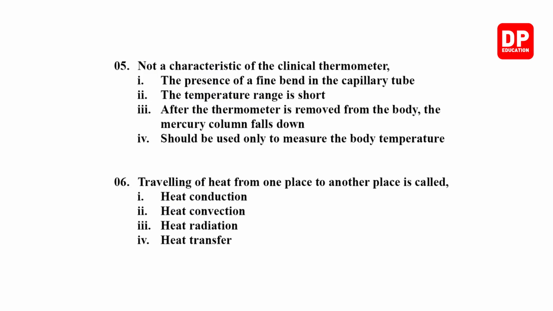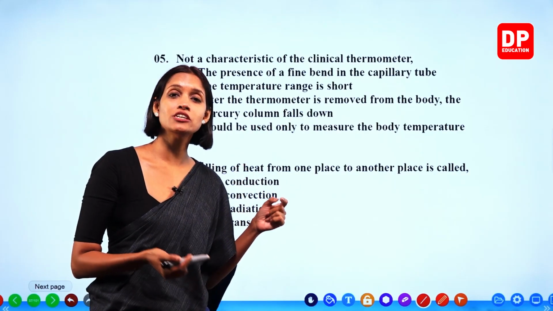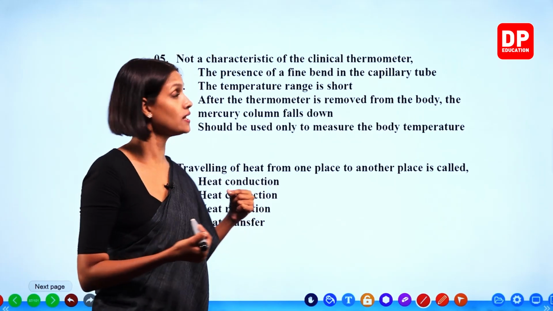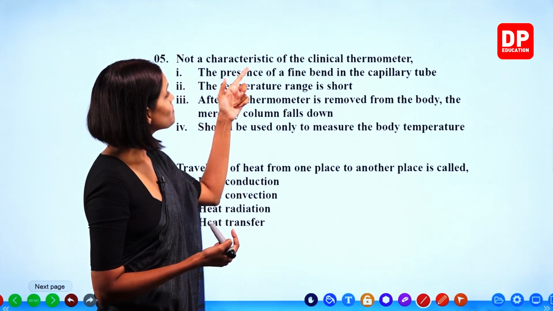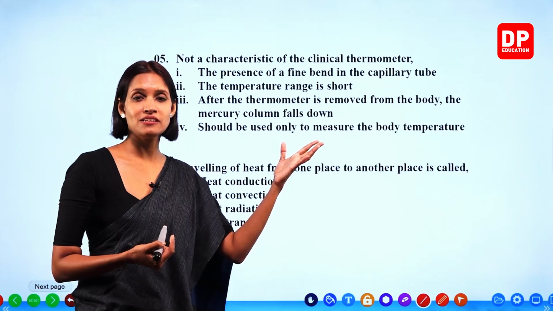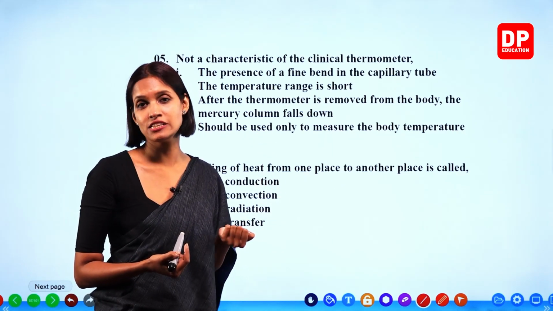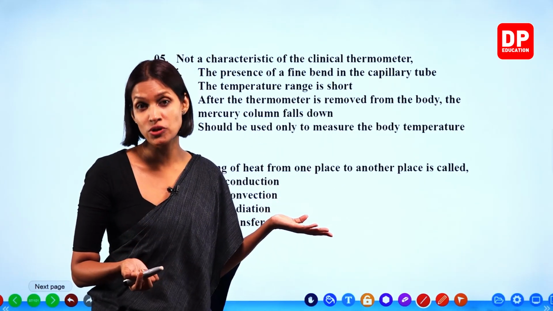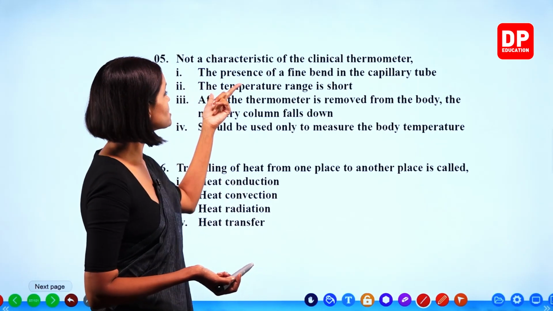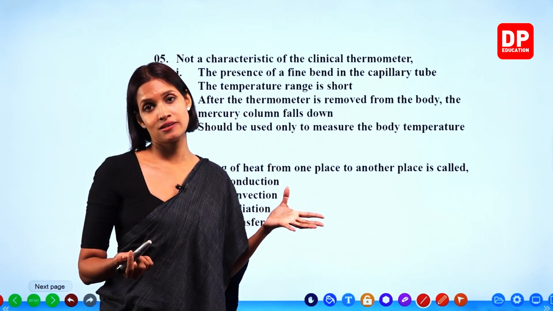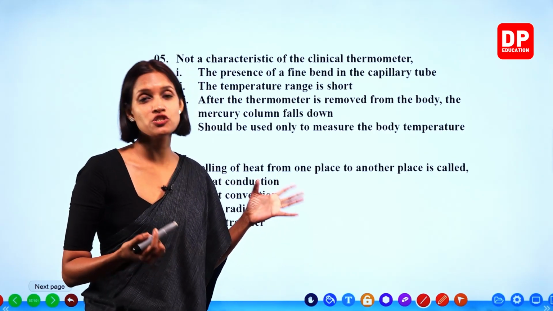Okay? Number 5. Not a characteristic of the clinical thermometer. Why do we use the clinical thermometer? To measure the body temperature. Okay? The presence of a fine bend in the capillary tube. That is correct. That is one specific feature of clinical thermometer that the other thermometers don't have. Okay? The temperature range is short. That is also correct. Right? Temperature range is also short.